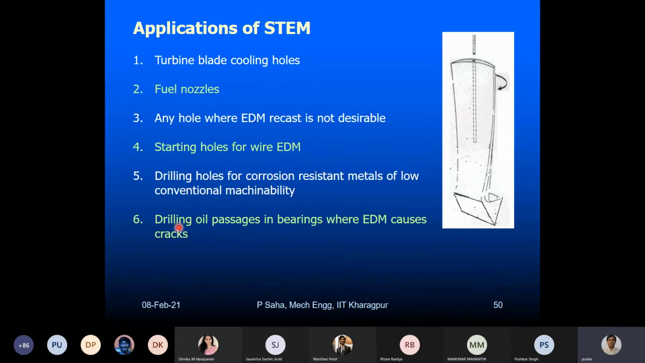In many cases, like I want to create a small hole somewhere on a bearing for oil passages, there also I can apply this electrochemical process. We cannot go for EDM based processes like that, because it may create cracks there.